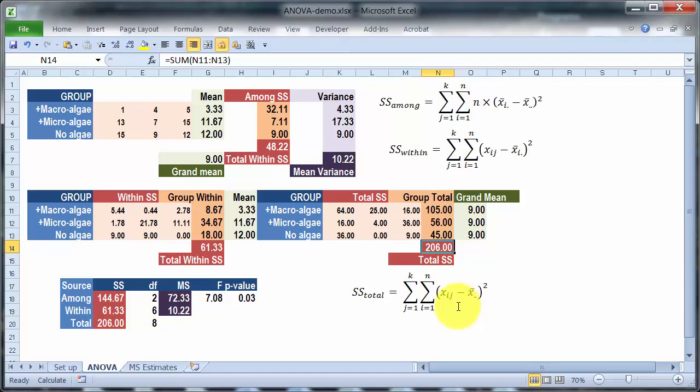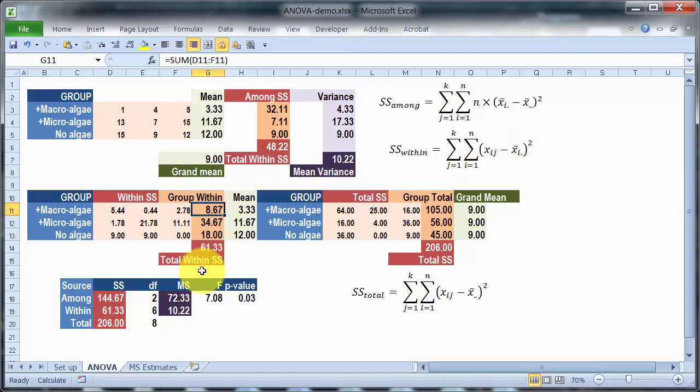Okay, then within groups is calculated by taking the observation minus the mean for the group, squaring that up and doing that for each group. So over here, this is again observation 1 for macroalgae. Take away the mean for the group here, 3.33, and square that, and do that for observation 2 and 3, and then add those up to get within sum of squares. And it's within because every observation is compared just to the mean of that group.